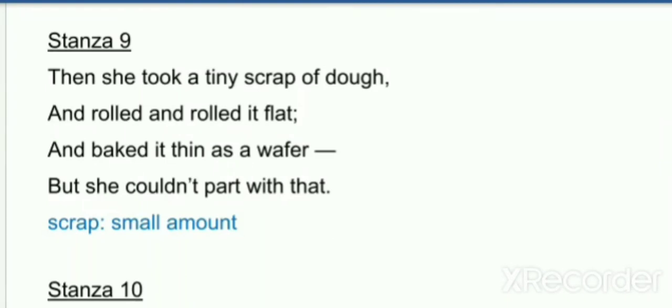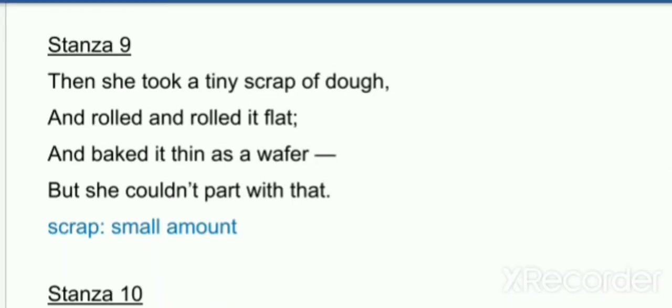Hello, dear students. We are dealing with the poem A Legend of the Northland, which is a ballad written by Phoebe Cary. In our previous class, we had discussed stanza number 1 to 8. Okay, and in today's class, we will cover stanza number 9 to 16. In our previous class, we discussed that the small woman was not ready to give a piece of cake to Saint Peter. Okay, then let's see what happens next.